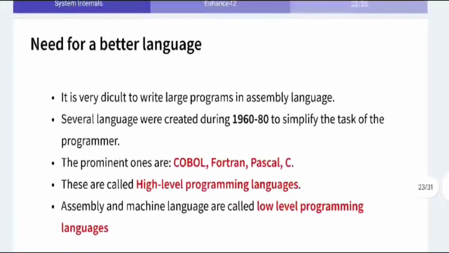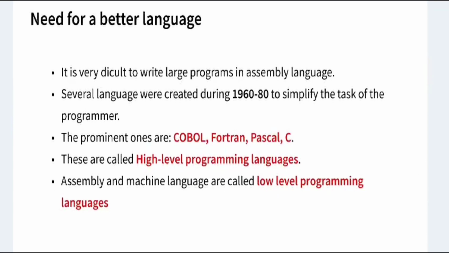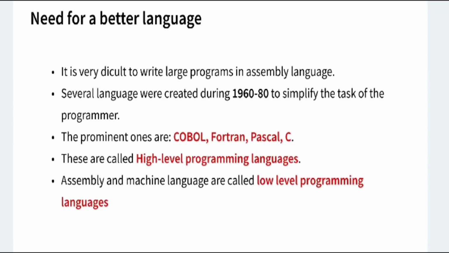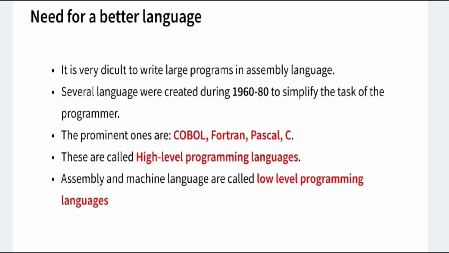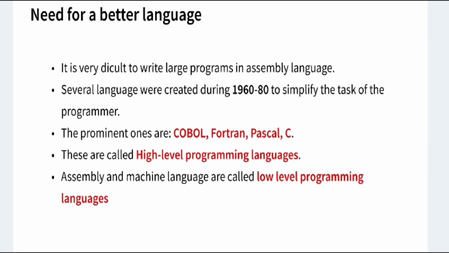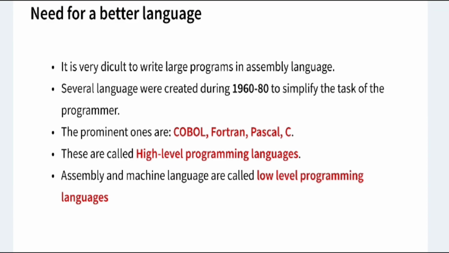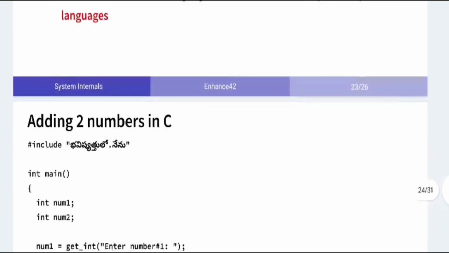Need for a better language. It is very difficult to write large programs in assembly language. Several languages were created during the 1960s and 80s to simplify the task of programming. The prominent ones are COBOL, Fortran, Pascal, C. These are called high-level programming languages. Assembly and machine language are also called low-level programming languages.